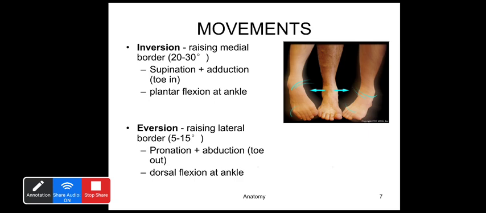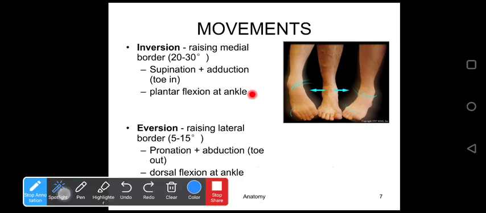Hope it is clear for you? Inversion, raising the medial border. So you can see the diagram here. There is a neutral position of the foot, and on this side comes the inversion where the medial border is raised, and you can observe this area, the forefoot. There is a supination and adduction, the adduction of the toes, hope you know the adduction at the toes, and the supination of the forefoot. And what is the movement at the ankle? That is plantar flexion.